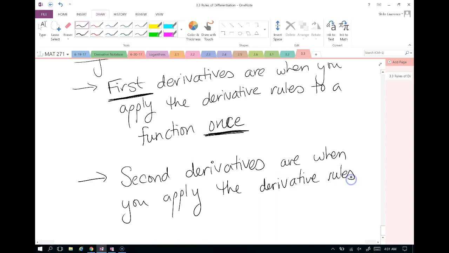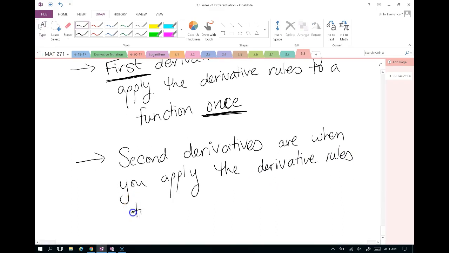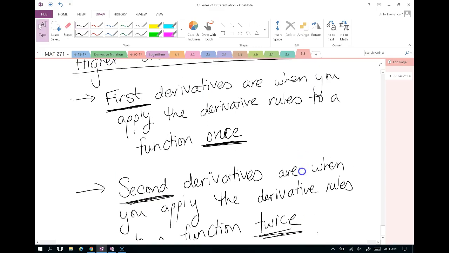And there's some notation that I need to show you so that when we look at it, we know the rules have been applied twice, or that we're being asked to do it twice. And then so on and so forth. We can do third derivative, fourth derivative, fifth derivative.